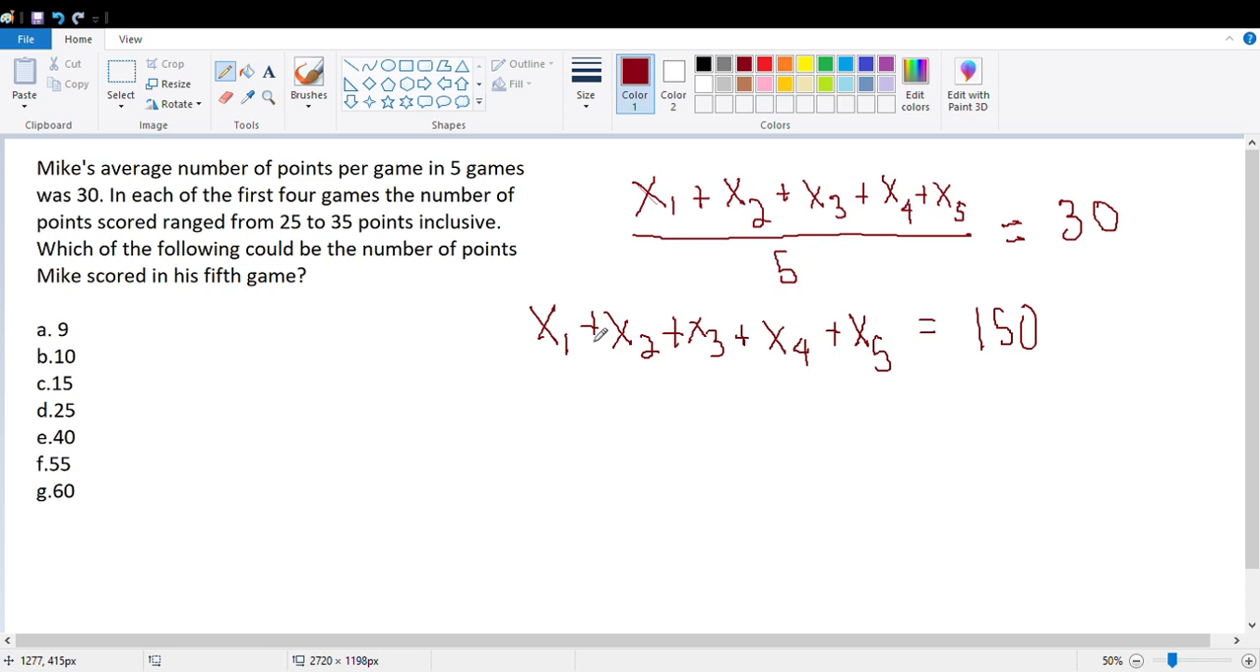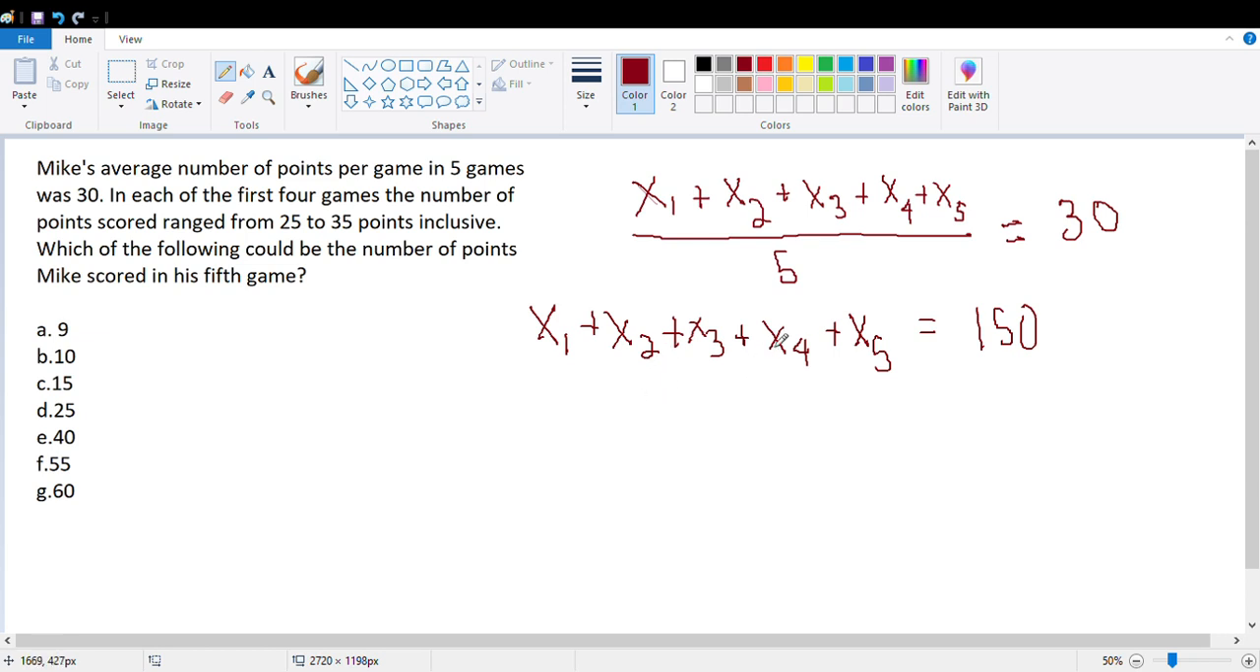Okay, let's go with the next piece of information. It says in each of the first 4 games, the number of points scored ranged from 25 to 35 points inclusive. That would be each of these ones, x1, x2, x3, x4. The maximum number that Mike could have scored in each of the games is 35. The minimum number that he scored was 25.